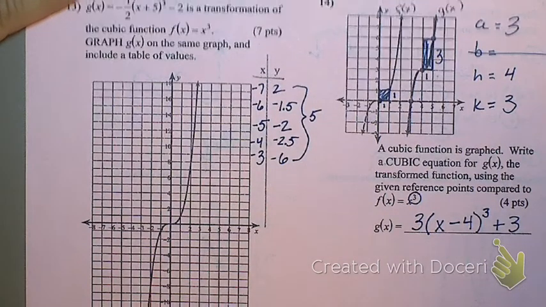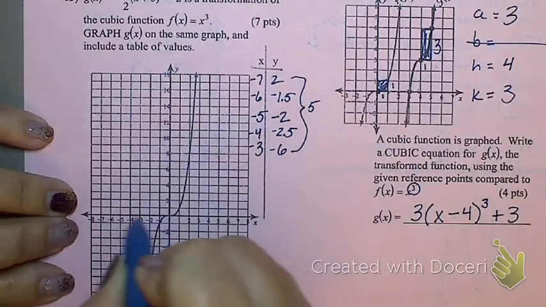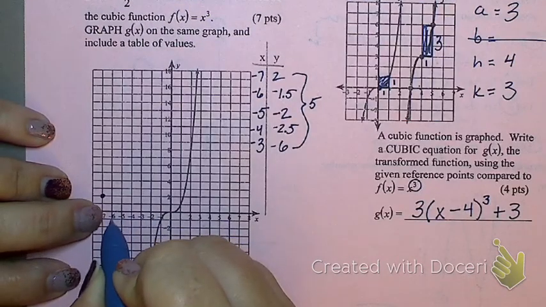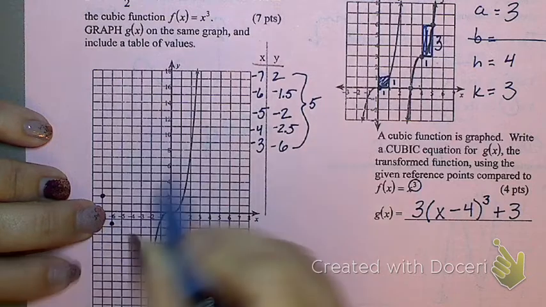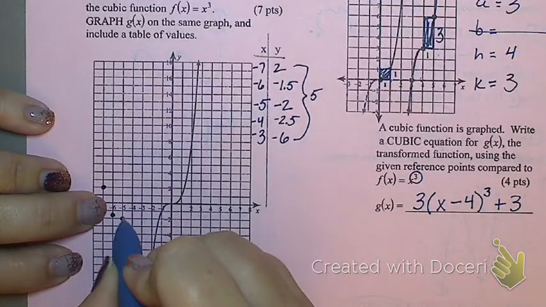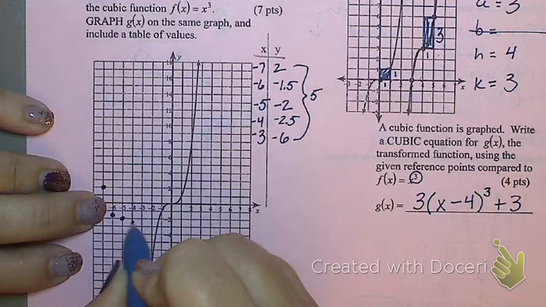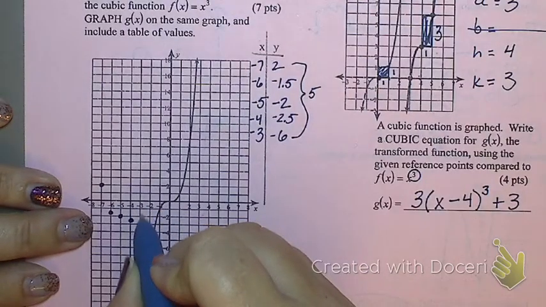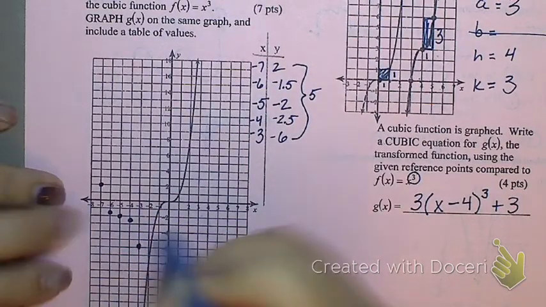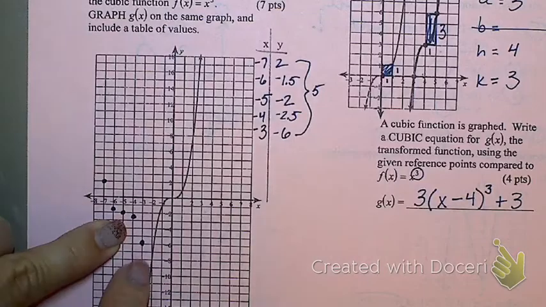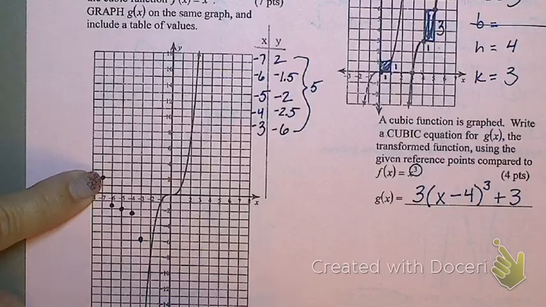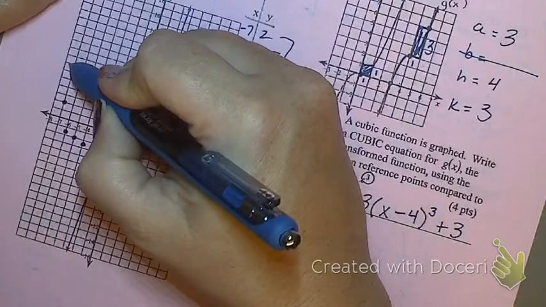And now is the easy part, just plotting in points. So -7, 2, -6, -1.5, -5, -2, -4, -2.5. There's my 3 in the middle. Remember I said there'd always be 3 in the middle fairly close together. And then -3, -6. So there's the 3 in the middle, and then these two should be equidistant pretty much from your... you shouldn't have like one here and then one all the way down here. That would throw you off. So connect your dots.